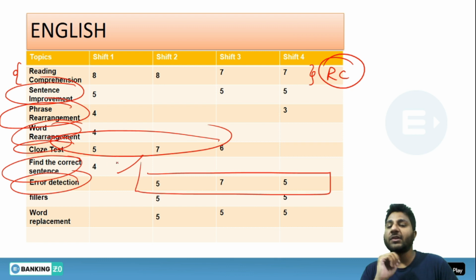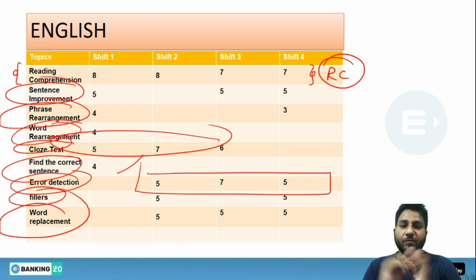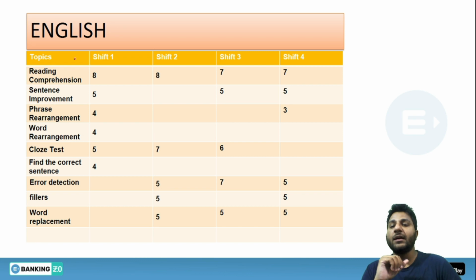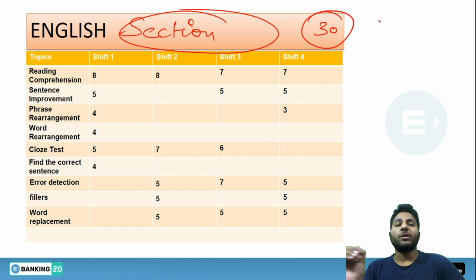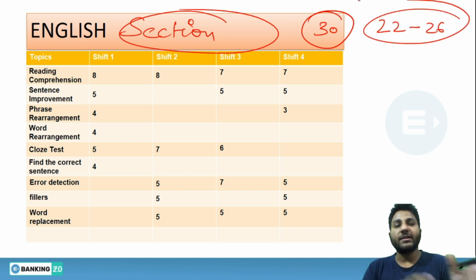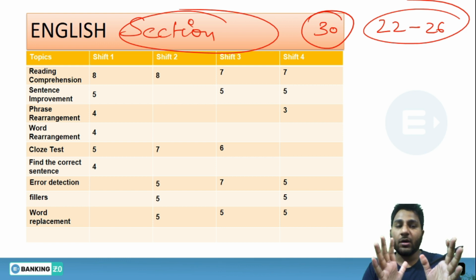They have been given 3 in the 3 shifts. They also focused on fillers and word replacement. So there was lots of variety in the English section, and you should be aware of all of it. There were 30 questions and most of the aspirants attempted around 22 to 26. So the average attempt for today's exam was 22 to 26.